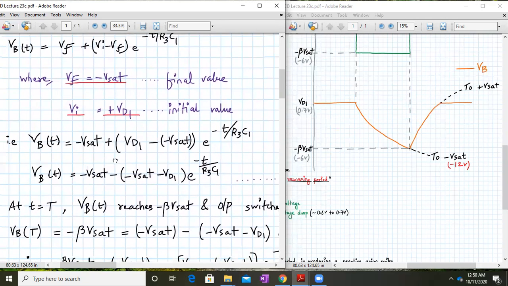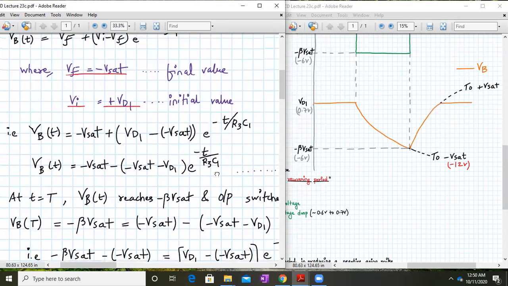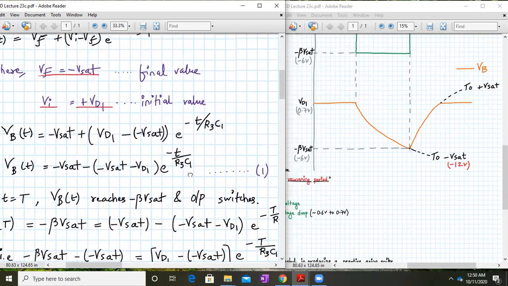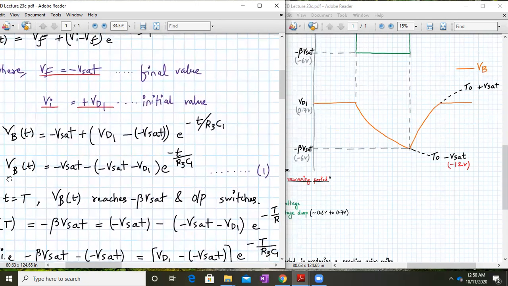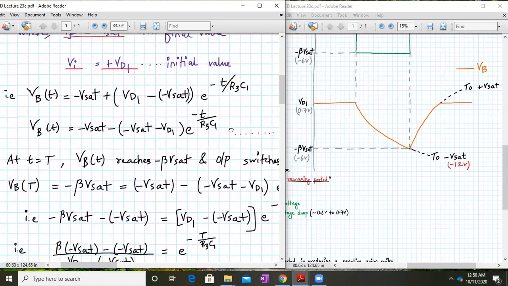Okay, so let us move forward. So after substituting, we'll get Vb of t is equal to minus Vsat plus Vd1 minus minus Vsat, into the bracket close, e raised to minus t upon R3 into C1. So if we rearrange the terms, we'll get equation number one, which is given by Vb of t is equal to minus Vsat minus bracket open minus Vsat minus Vd1 bracket close, e raised to minus t upon R3 into C1. Okay, so these are the equations which we are getting.